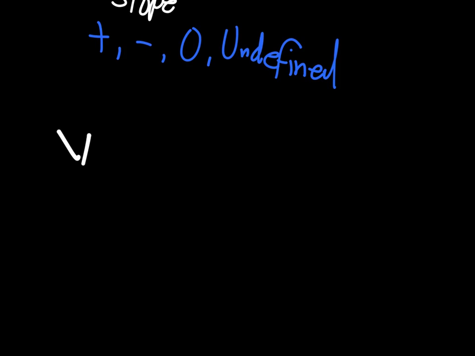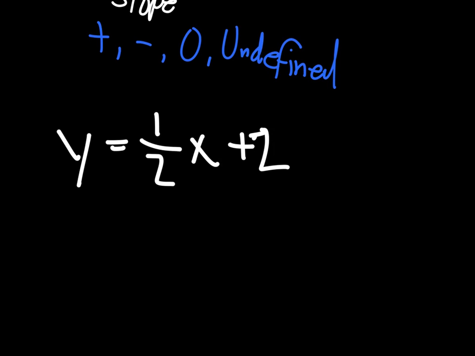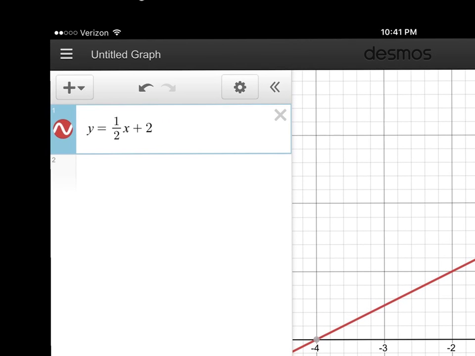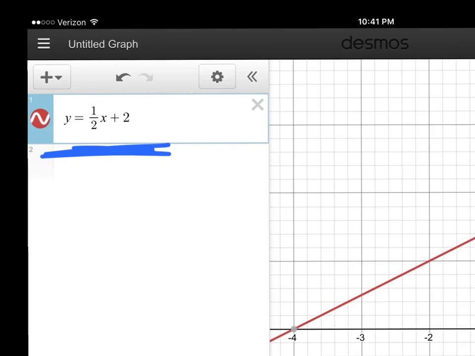So for example, let's say I have y equals 1 over 2x plus 2, okay? So what this is going to look like is this. Y equals 1/2 x plus 2. Now let's zoom in for a closer look. You obviously see right here is our graph, or what our equation looks like.